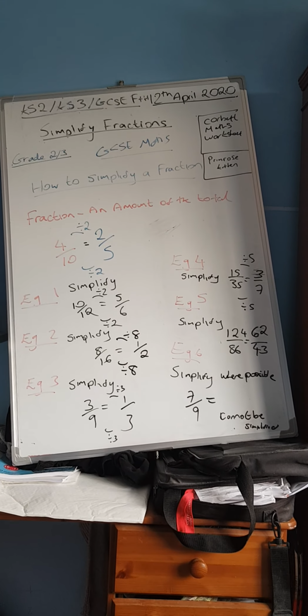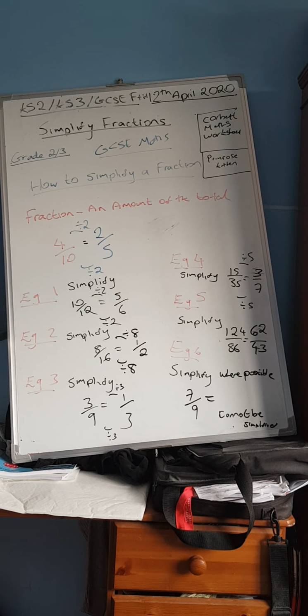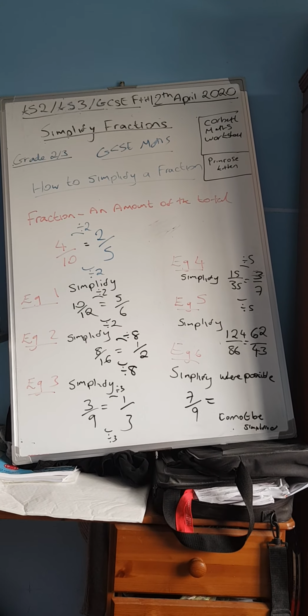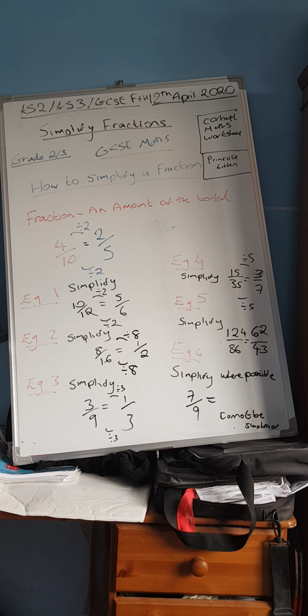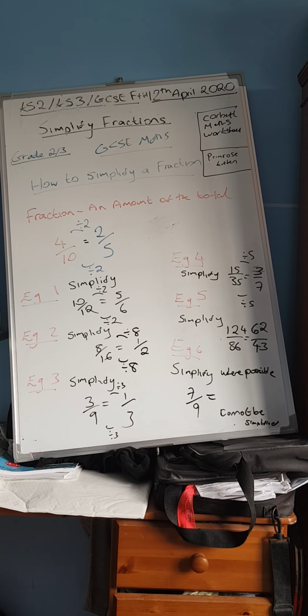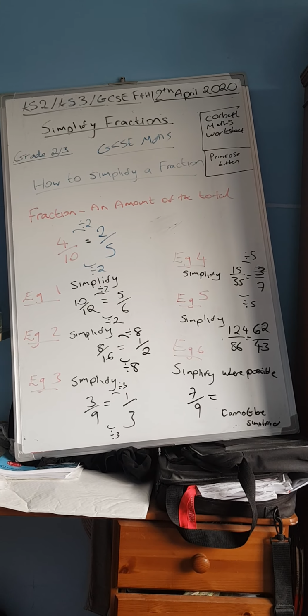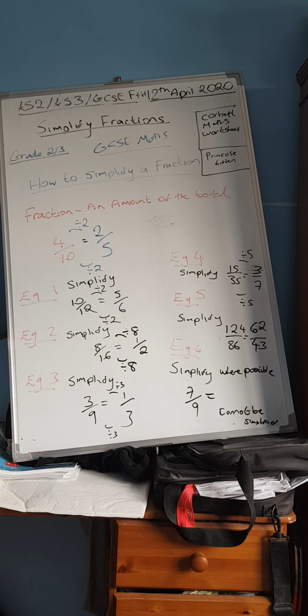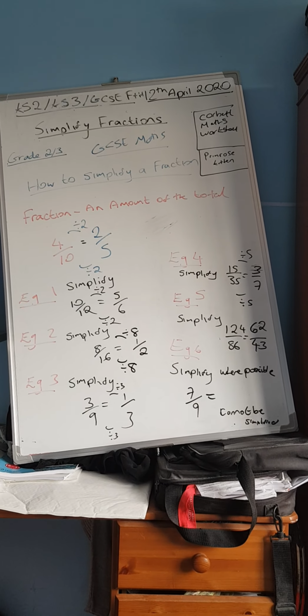Example 5, 124/86. That's what I call an improper fraction because the numerator is bigger than the denominator. So I've divided top and bottom by 2 there. I get 62/43, which is an improper fraction, which can be written as a mixed number, which is 1 and 19/43.